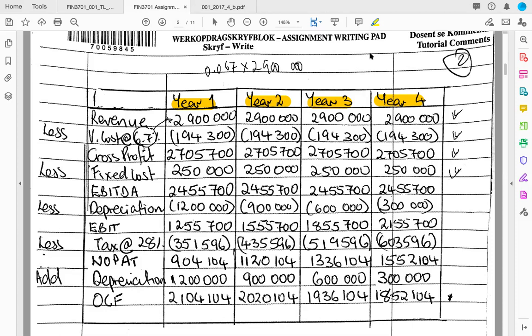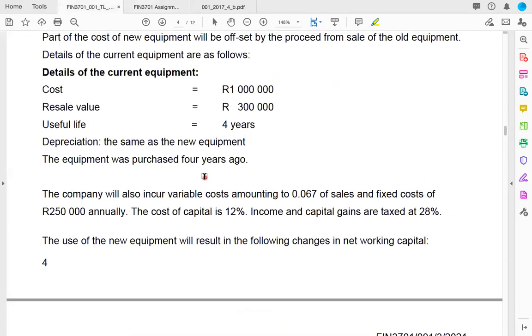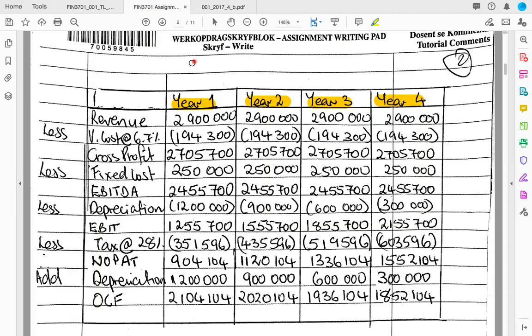We subtract the fixed cost. We were told what the fixed cost is in the question. We were told the fixed cost is 250,000 Rand annually. We subtract that fixed cost. Then we get the earnings before interest, tax, depreciation, and amortization. So we are assuming that depreciation is not included in this 250,000. It's not included in these fixed costs.